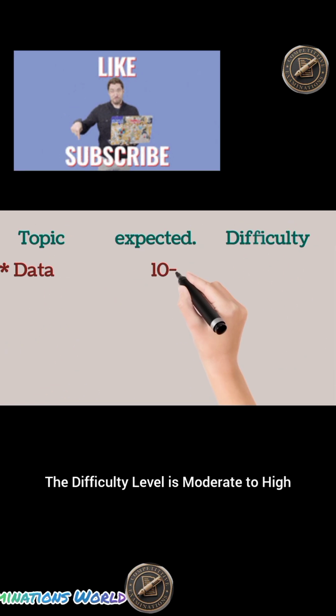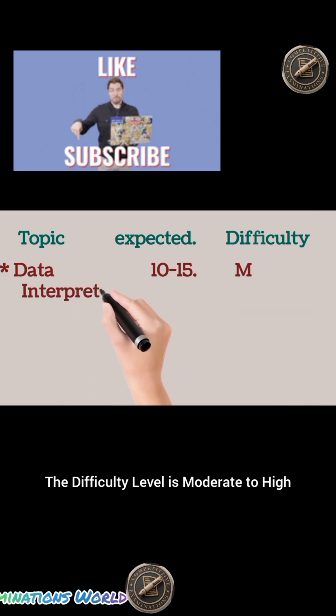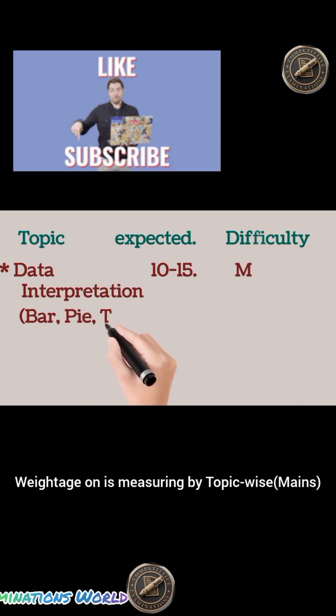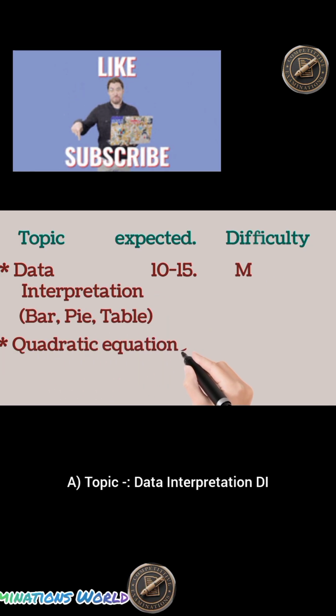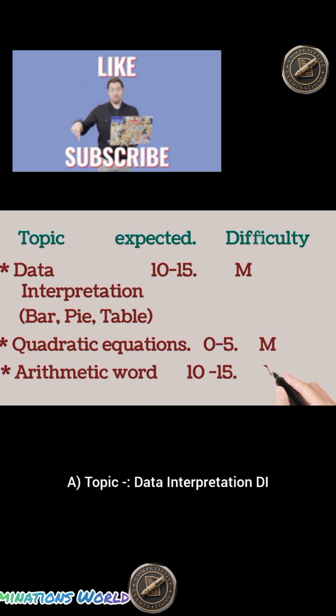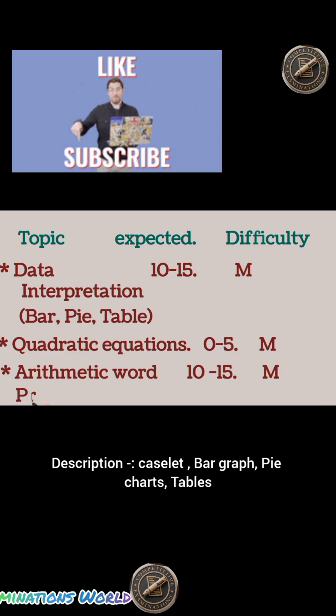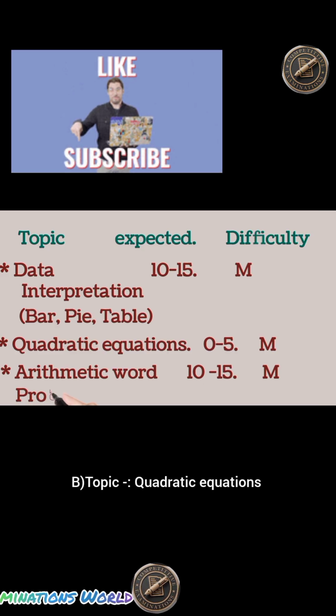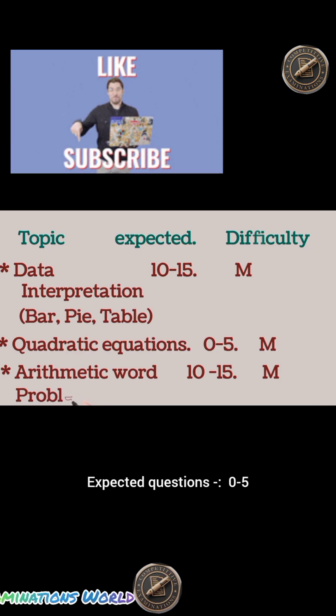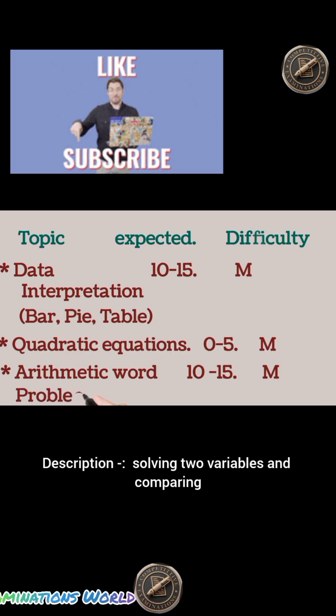The difficulty level is moderate to high. Weightage is measured by topic-wise mains. A topic: data interpretation, DI. Expected questions 15 to 20. Description: caselet, bar graph, pie charts, tables. B topic: quadratic equations. Expected questions 05. Description: solving two variables and comparing.